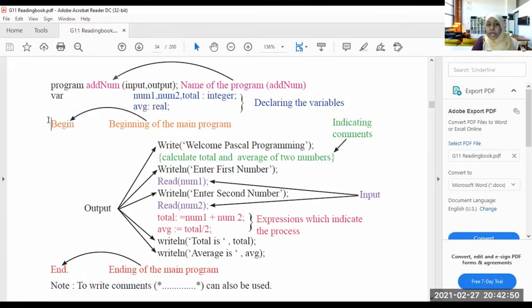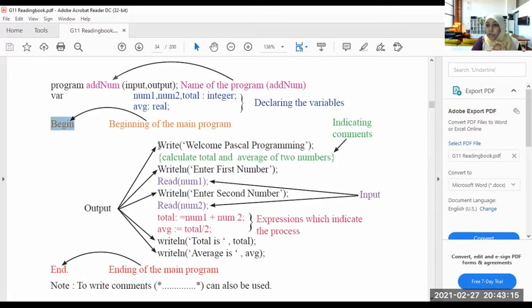Okay. So begin. I am telling to the Pascal programming, right? I am telling to my software, now begin, now start. When I execute my program, my software starts, begins. So what is the meaning of begin? Beginning of the main program. Now it begins. It starts to calculate.